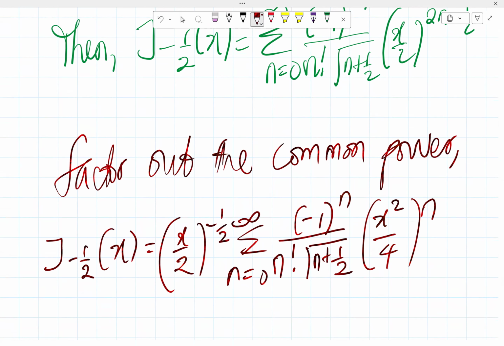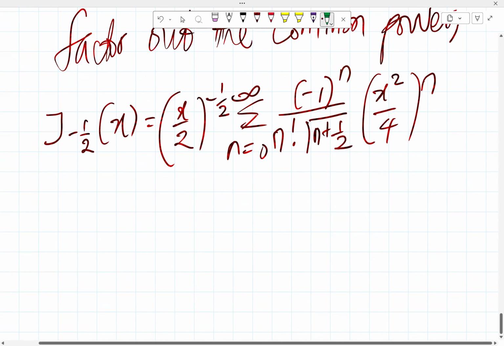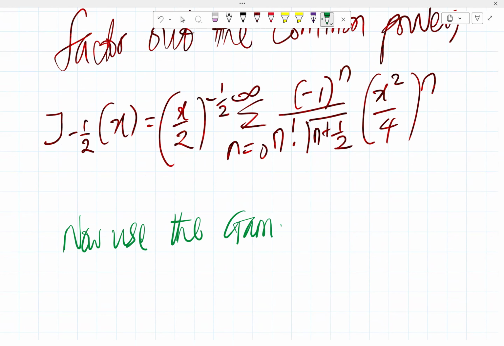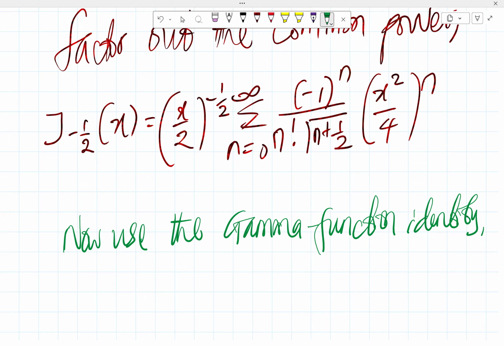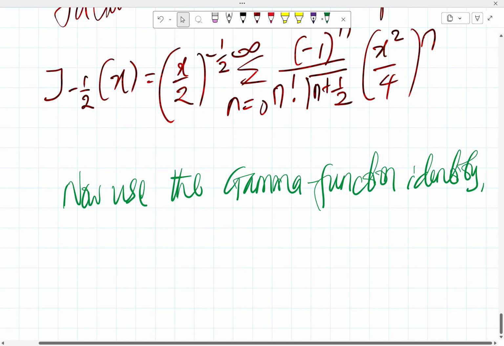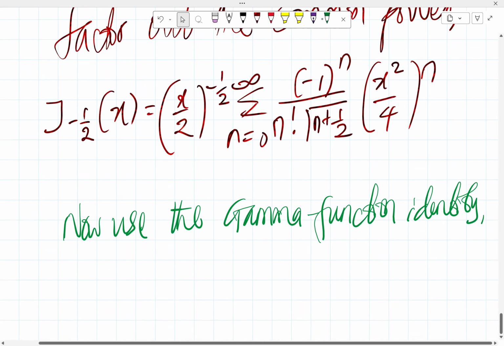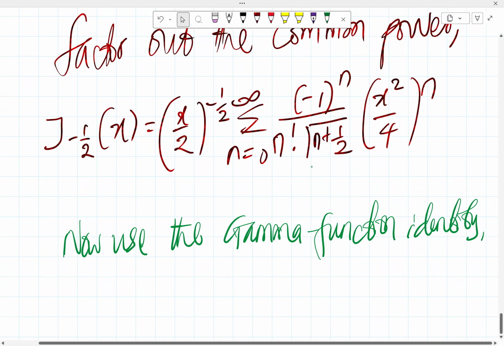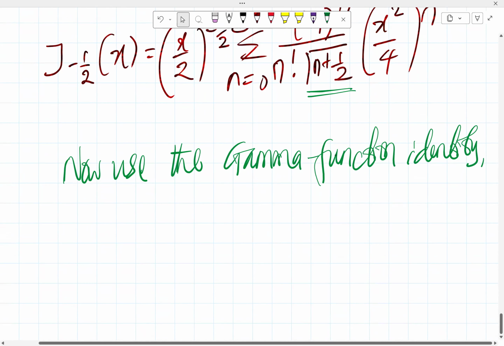So we can now use the gamma function identity. Use the gamma function identity. So if we do that, we have gamma n plus half, right? We have gamma n plus half here. So we know that gamma.